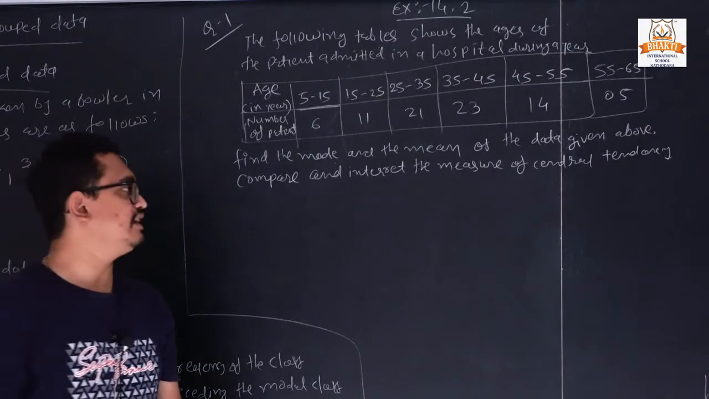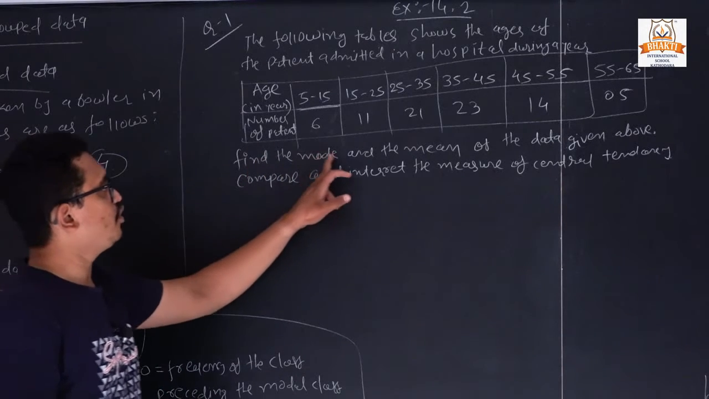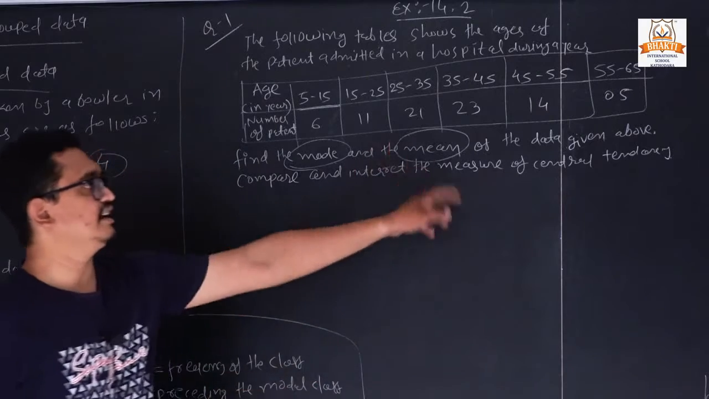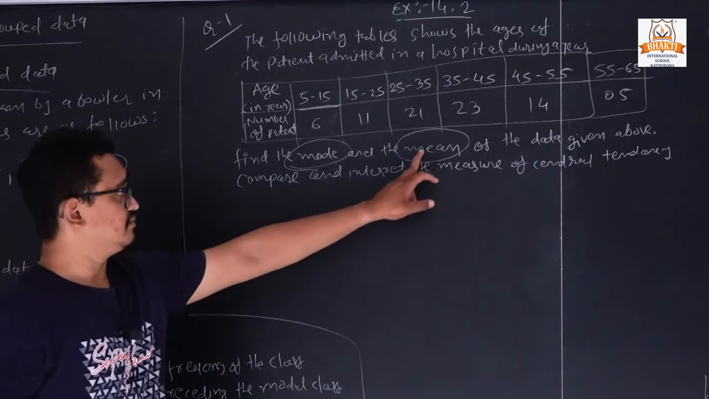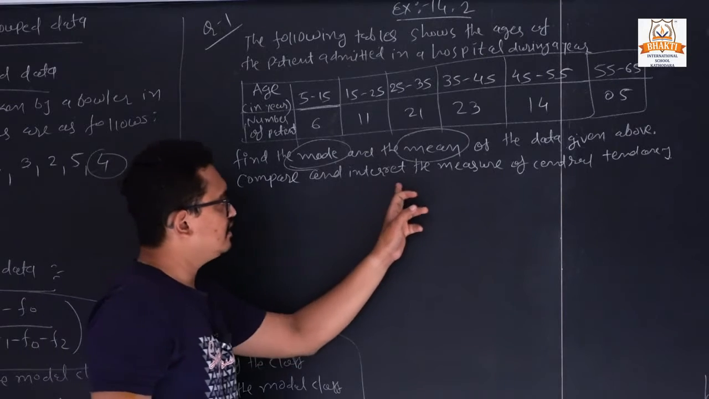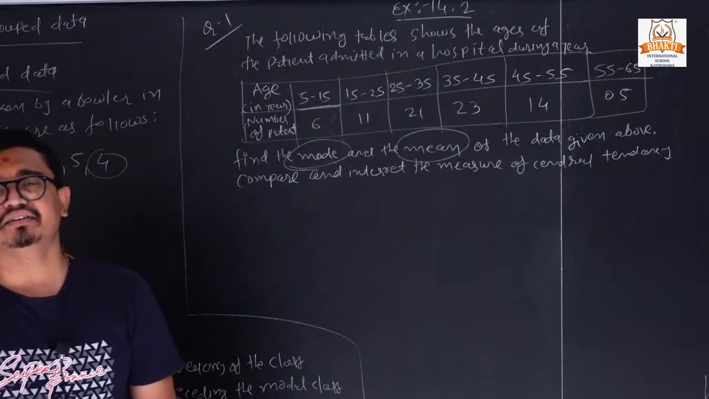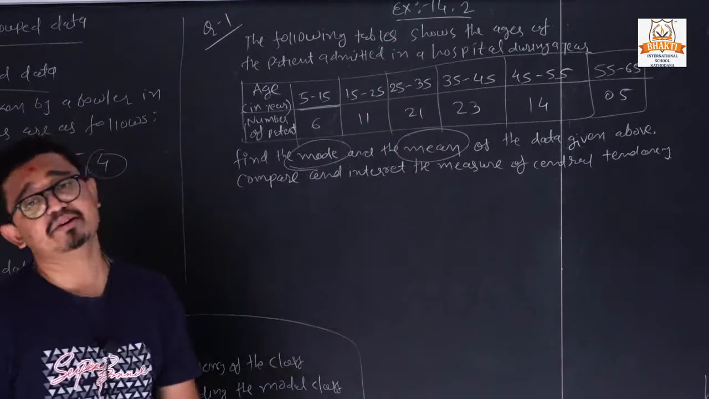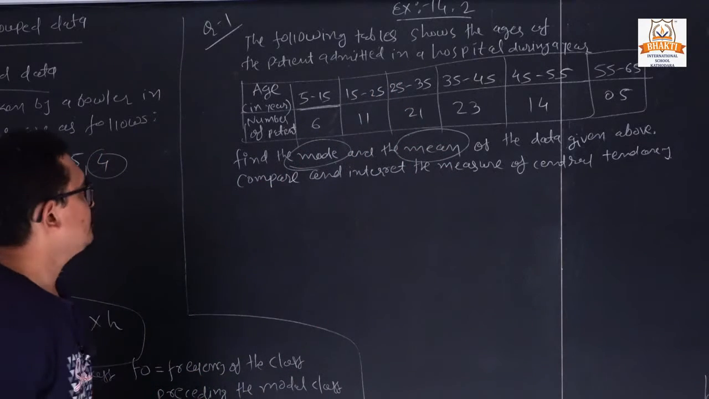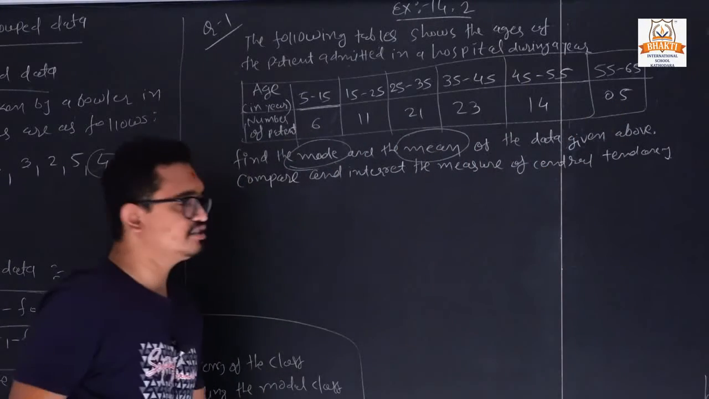For grouped data we don't have a direct method. Now they are asking us to find the mode as well as the mean. First we need to find the mode and then the mean. They also ask us to compare and interpret the measures of central tendency, which means which age group is most admitted. First we find the mode, so we look for the maximum number among the age groups.